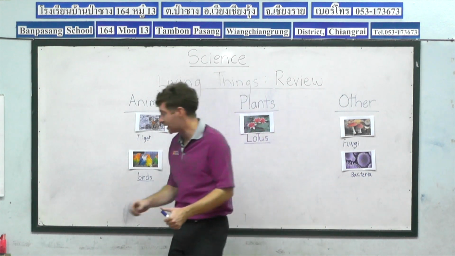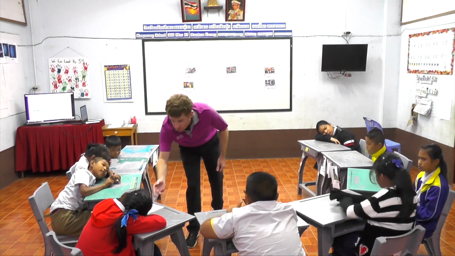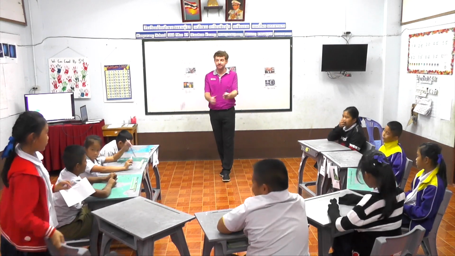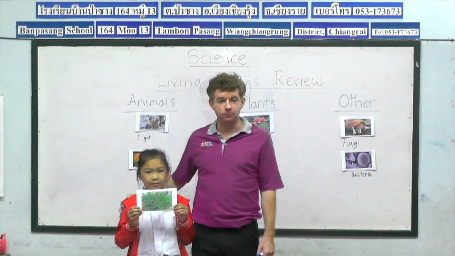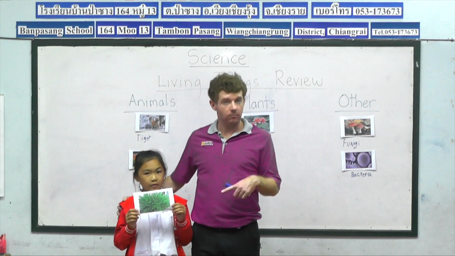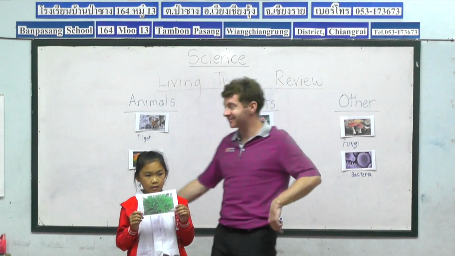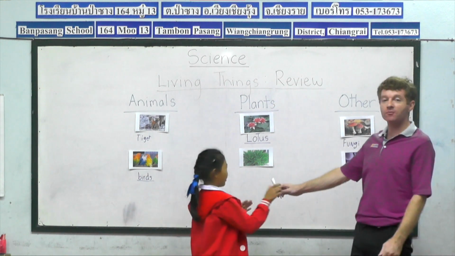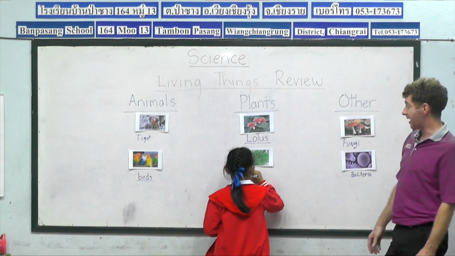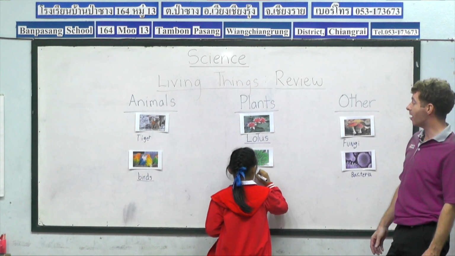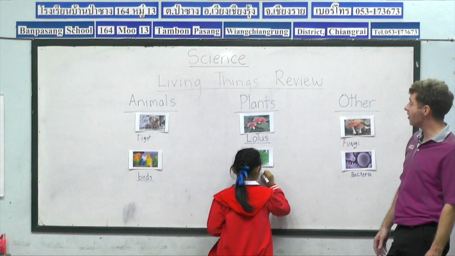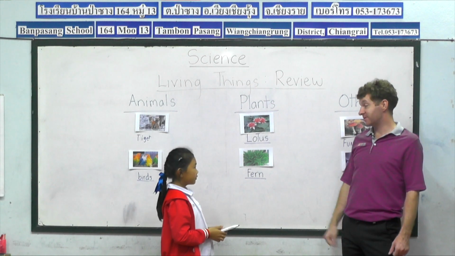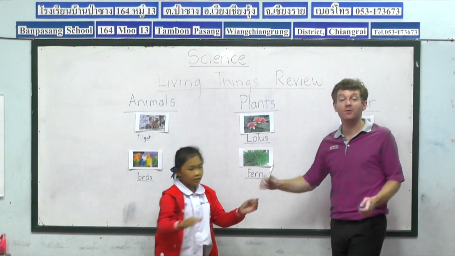Okay, next one. We still have some more students to play. Okay, now it's time for Nadia. I wonder what living thing Nadia has on her picture. Nadia, can you come and show us, please? What can we see? Fern. And fern is an animal? Plants, excellent. So Nadia, place it into the plants category, which is great. And then how do we spell fern? F-E-R-N. Fern. Brilliant, Nadia. Fern, plants. Nadia, excellent. High five and a big round of applause for Nadia, guys.